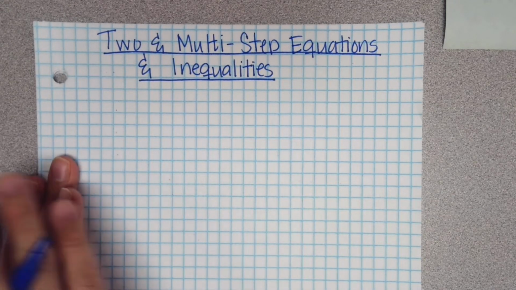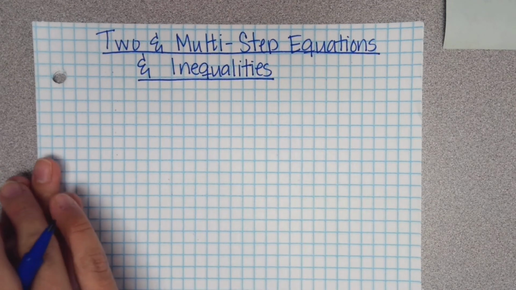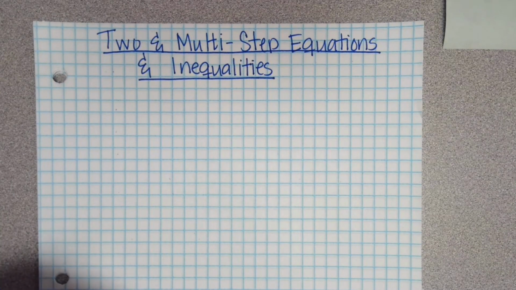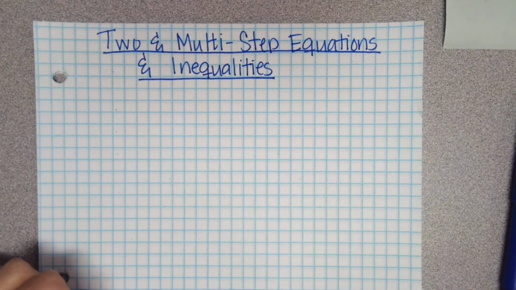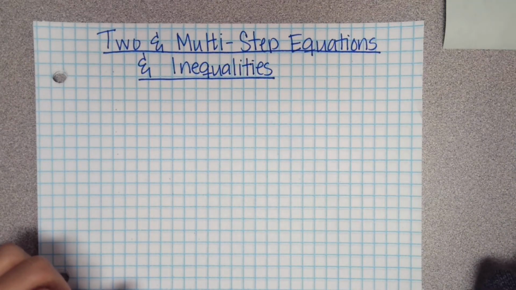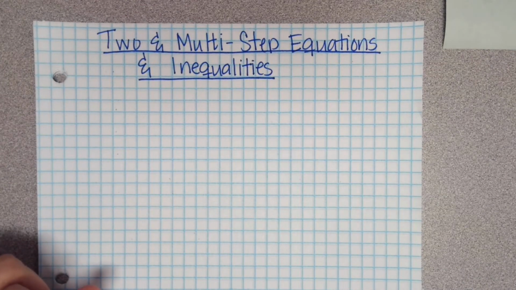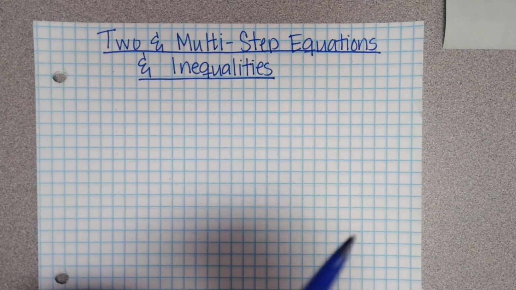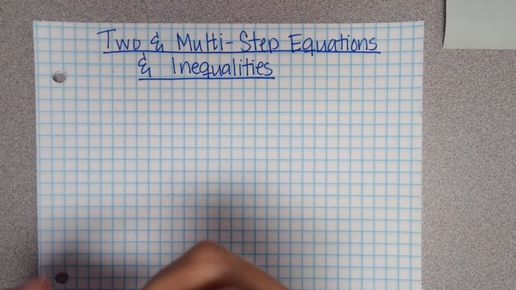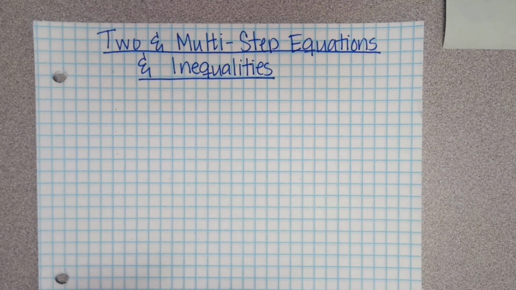Okay, what is the number one goal when you are solving equations? What are we trying to do? Get the answer. Okay, so how do we get the answer? By getting x alone.